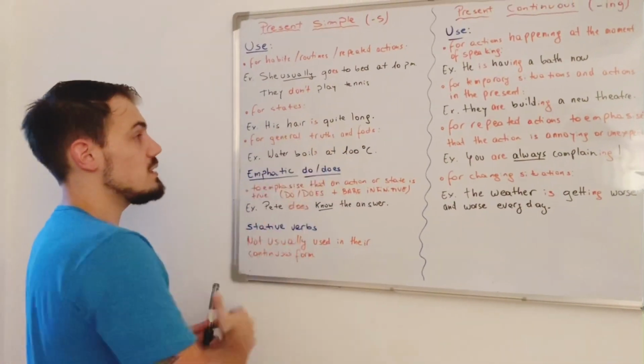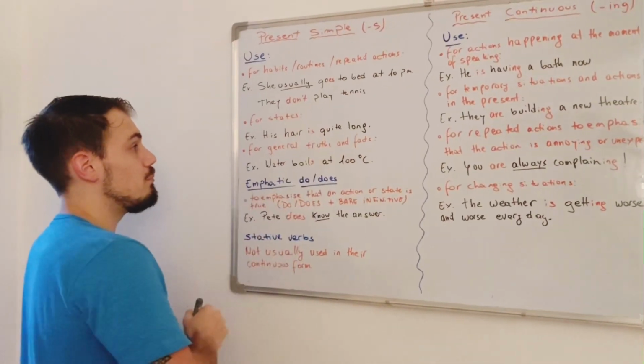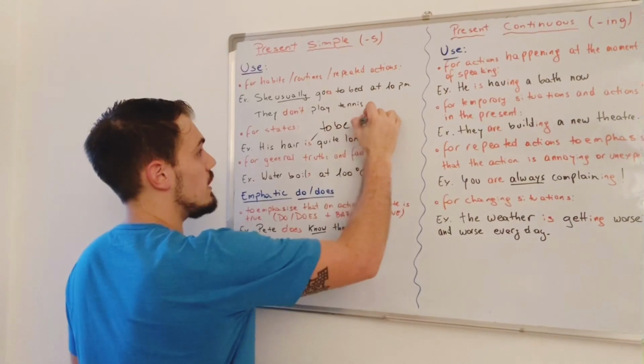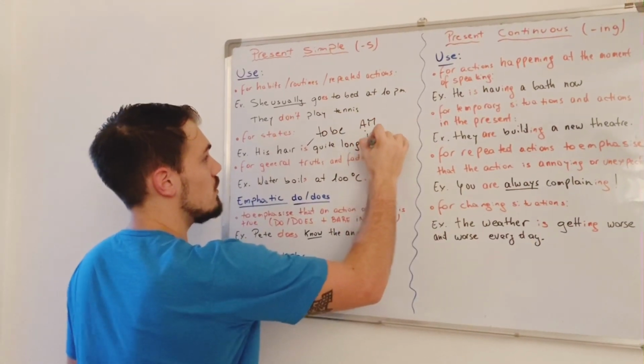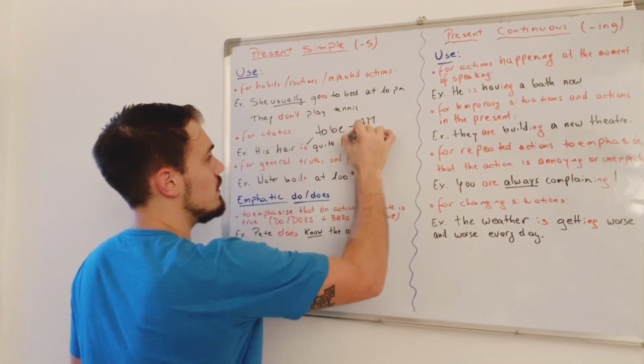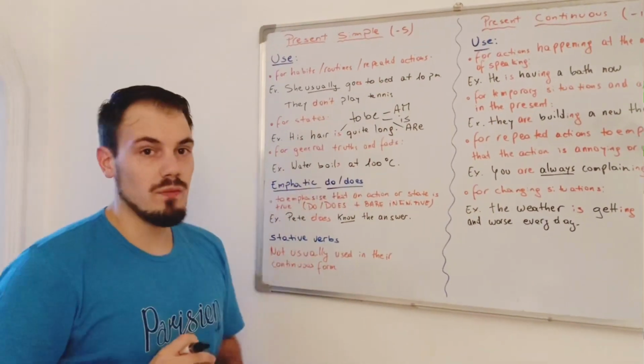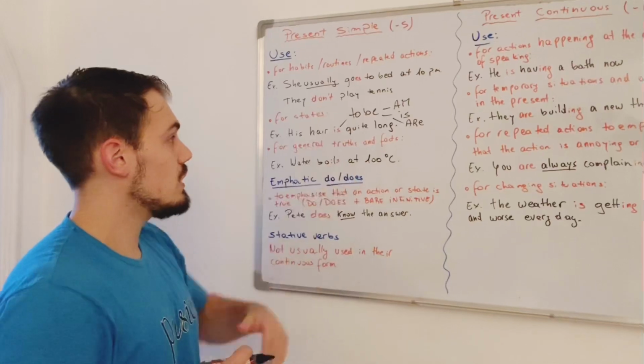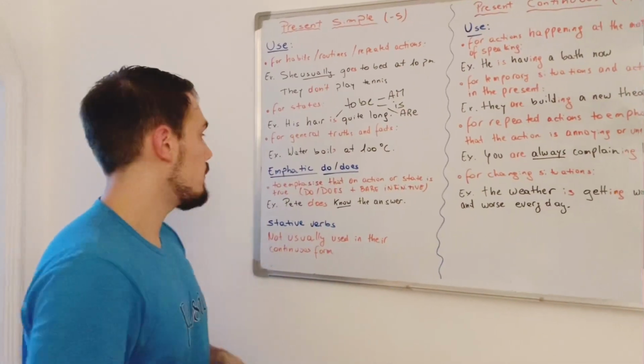Then we use it for states, something that doesn't change, okay? So his hair is quite long. Verb to be, okay? The verb to be, that is to say am, is, or are, okay? There are more verbs to talk about states, but for example, for the present simple, am, is, or are. I am, he is, they are, okay?